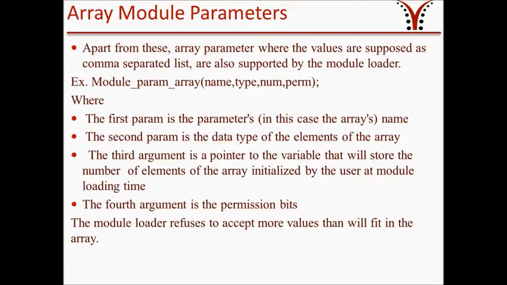The third argument is a pointer to a variable that will store the number of elements of the array initialized by the user at module loading time. The fourth argument is the permission bits. The module loader refuses to accept more values than will fit in the array. So make sure not to pass more values while using these array module parameters.